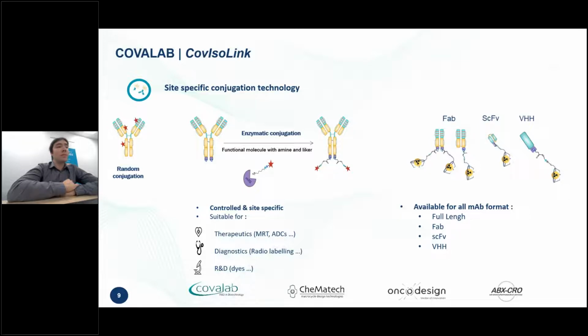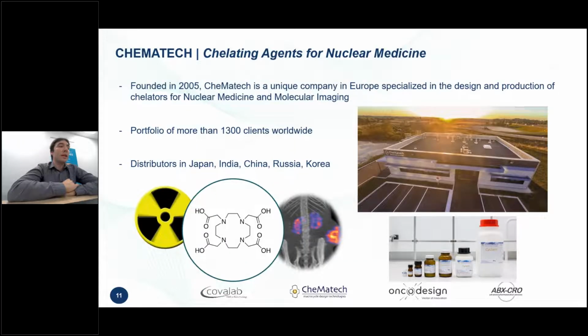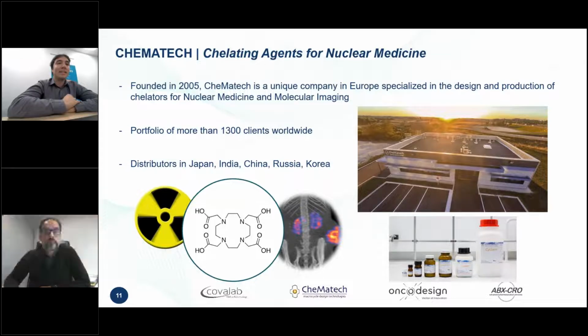So to summarize our part in DRIVE-MRT: we can start from target identification and give a hand with innovative immunization processes such as the DNA immunization I presented before. We can also work on those antibodies, with antibody fragments for example, and finally develop the bioconjugation by our Coissoling technology for specific cross-linking, even with antibody fragments. And now I will leave the floor to Chematech to present their own technology. Of course, I'm here for any question at the end. Thank you.